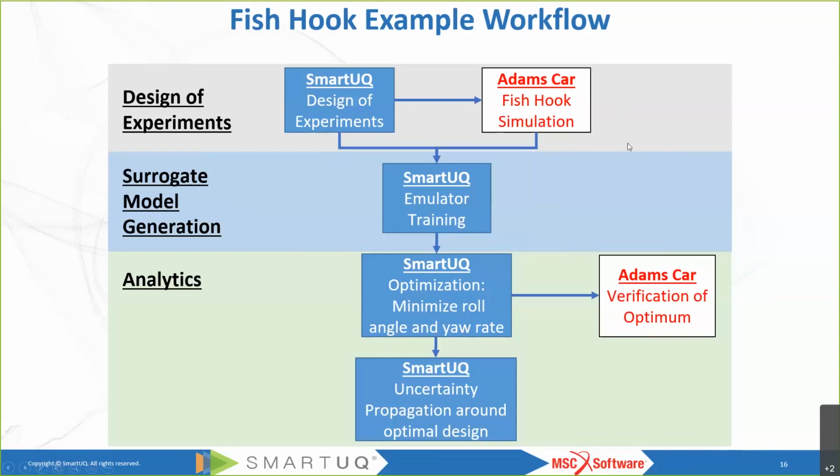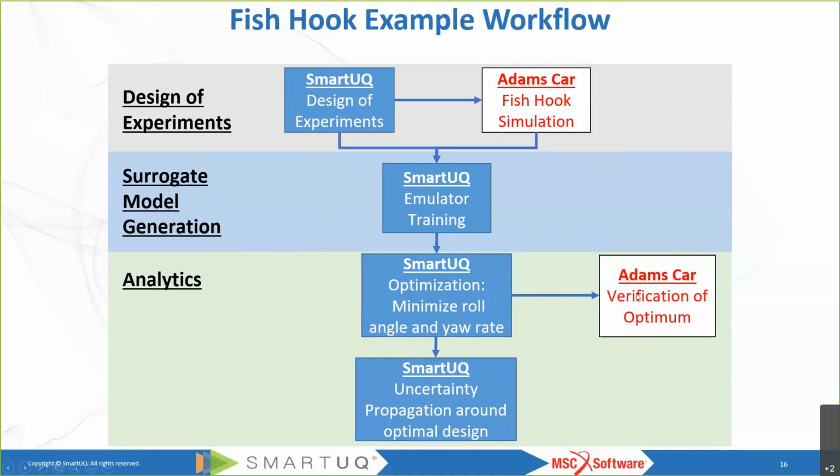And then we take that information in the next step, and we use it to train our emulator, or our surrogate model, within SmartUQ. Then using that model, we can very quickly do an optimization. In this example, we're going to optimize to minimize the roll angle and the yaw rate, so it's going to be an optimization with multi-objectives. We're also going to want to verify that the SmartUQ prediction at the optimum solution agrees with what an Adams Car direct simulation would produce. So we'll do that as well.